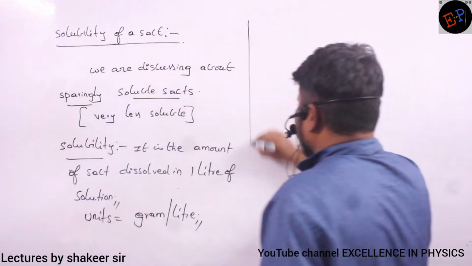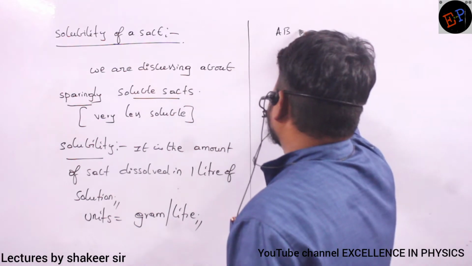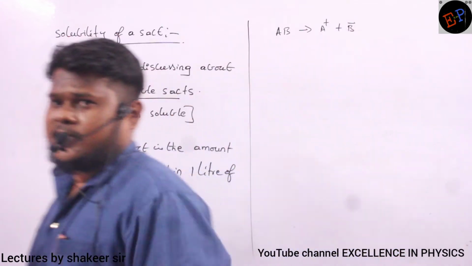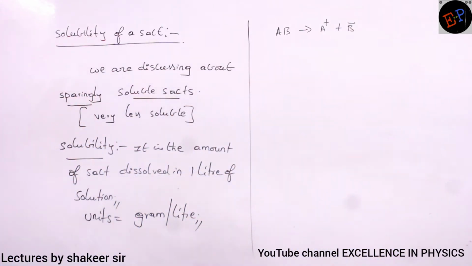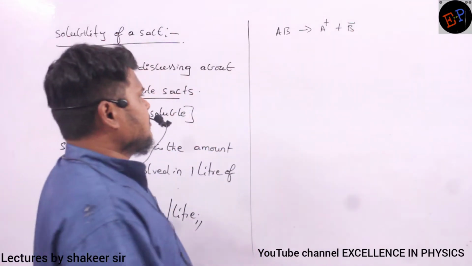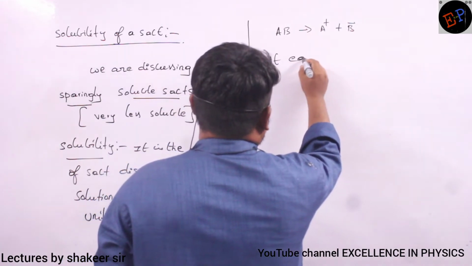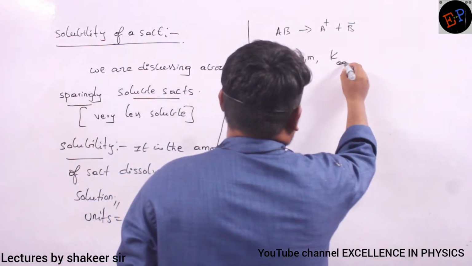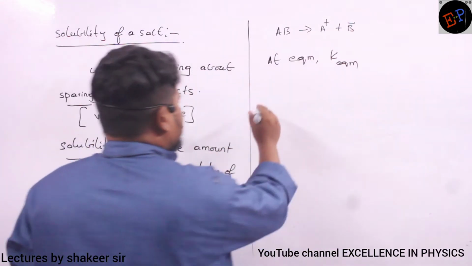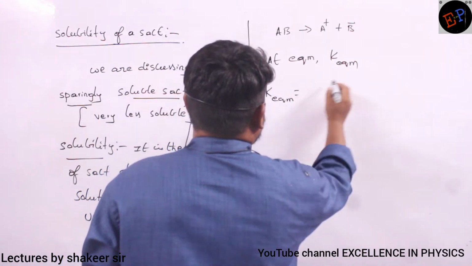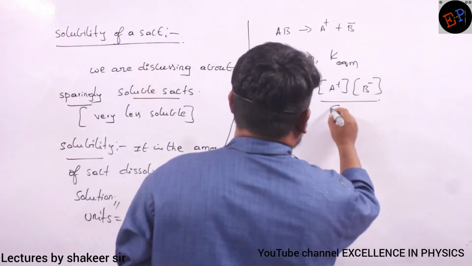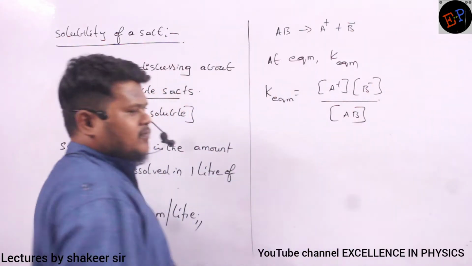For example, if I take one salt AB, in aqueous solution it dissociates into A plus and B minus. Let us consider this is a salt. Are you able to understand? So salt dissociates into A plus and B minus in aqueous solution. Then at equilibrium, can you say how can I write its equilibrium constant? Do you remember? That's it. So equilibrium constant of the solution is nothing but concentration of products divided by concentration of reactants. This is called as K equilibrium, no?